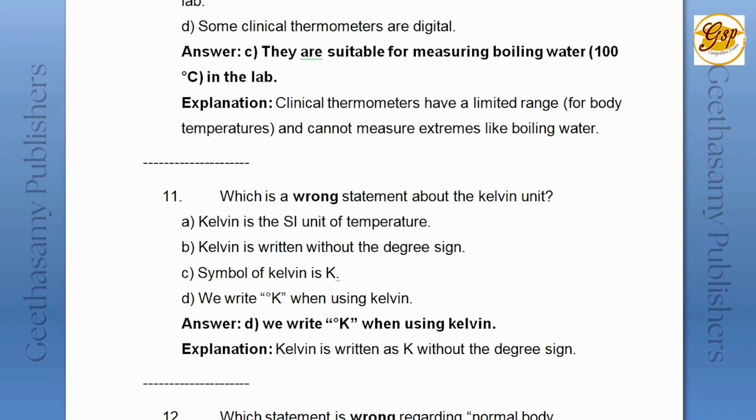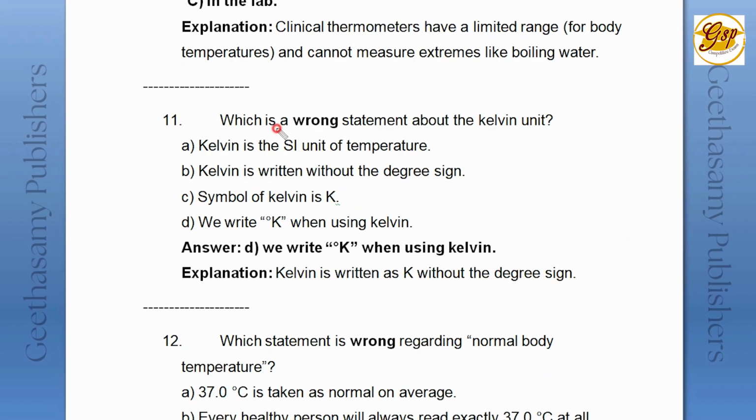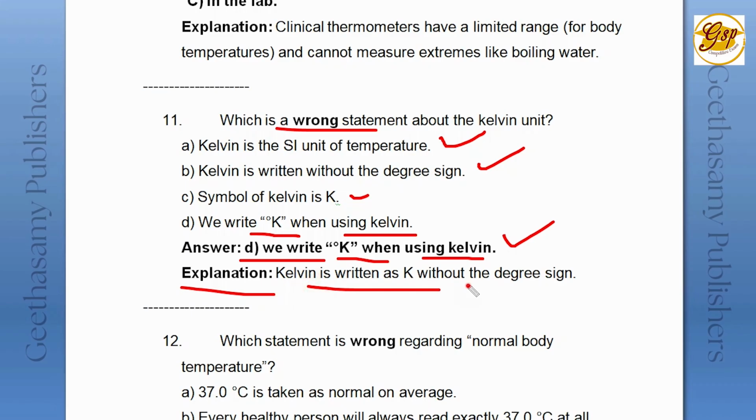So that's true. And 11th question, which is the wrong statement about the Kelvin unit? Kelvin is the SI unit of temperature. Kelvin is written without a degree sign. Symbol of Kelvin is K, and write degree K when using it. Answer is D. When we write K, it's using Kelvin only, K only, no degree. So explanation, Kelvin is written as K without a degree.